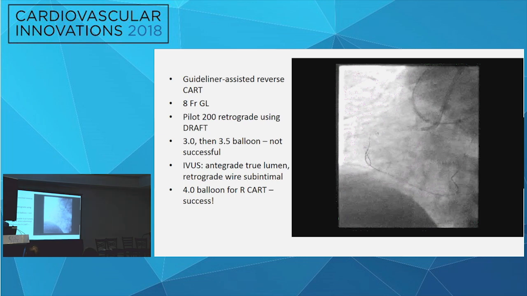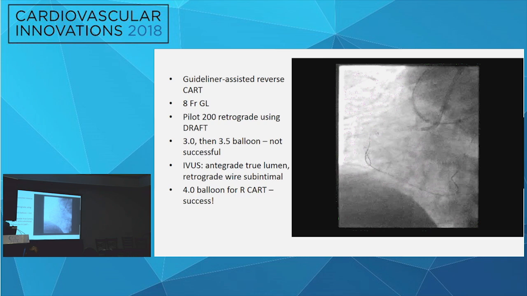As my previous presenter mentioned, this is a two-handed reverse CART. So what we basically have is an 8 French guideliner, and we switched for a Pilot 200 guide wire retrograde. Initially, we used a 3.0 and then a 3.5 balloon.